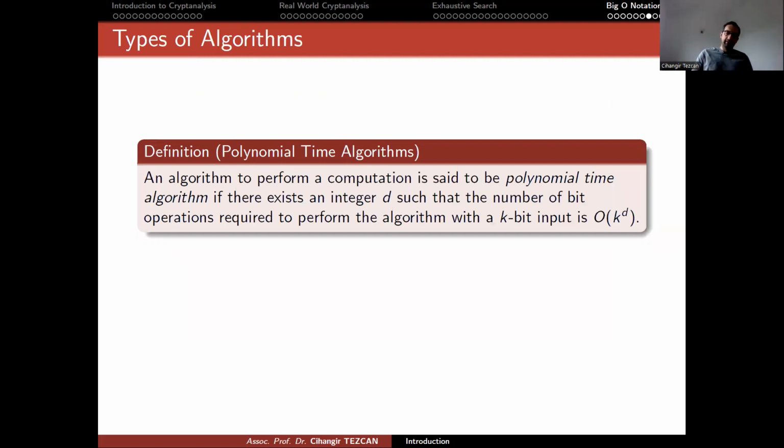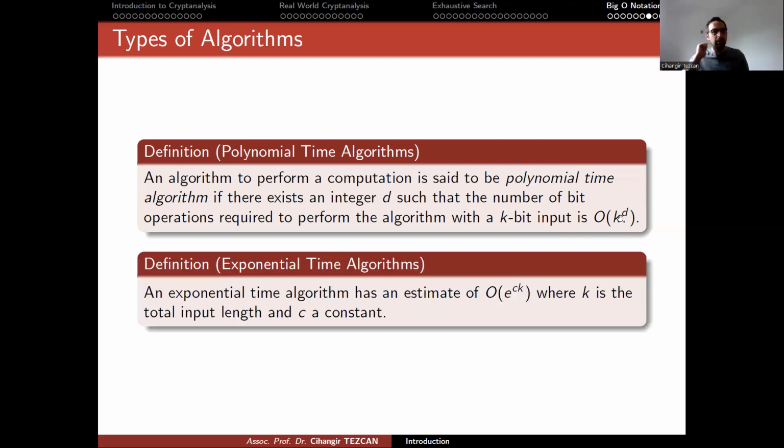So let's define these algorithms. I already mentioned polynomial time. An algorithm to perform a computation is said to be a polynomial time algorithm if there exists an integer d such that the number of bit operations required to perform the algorithm with k-bit input is O(k^d). So d is just an integer, but of course it can be a rational number too.